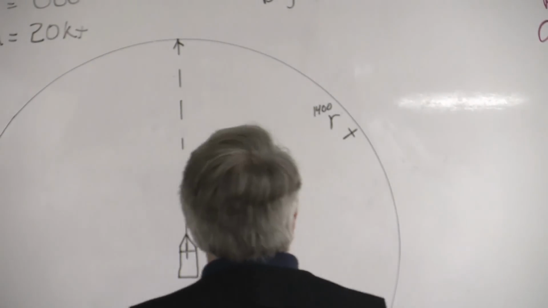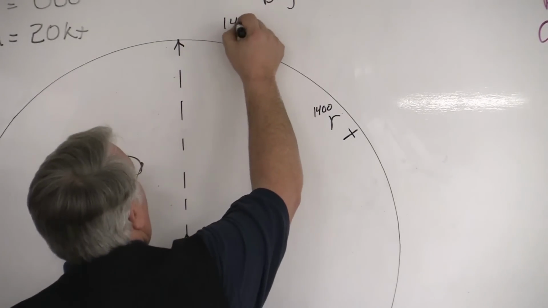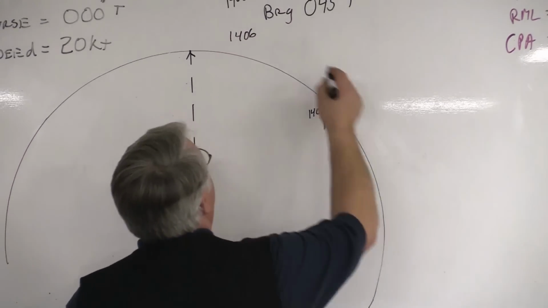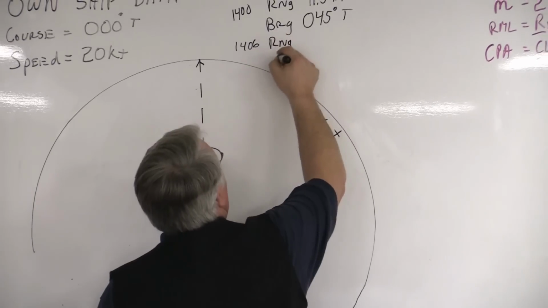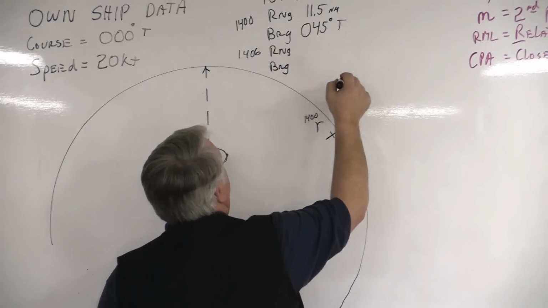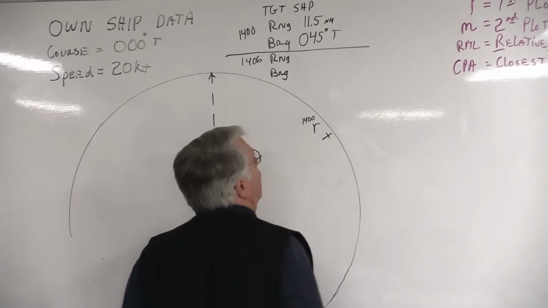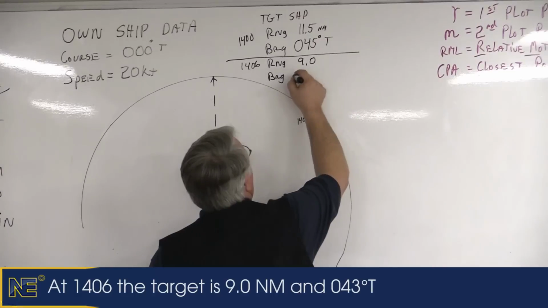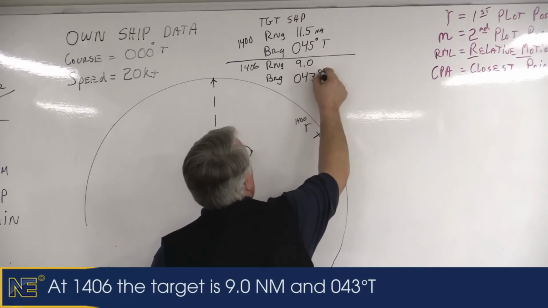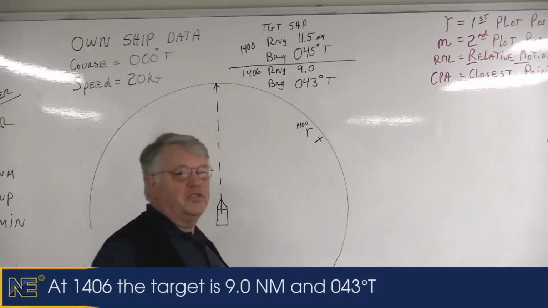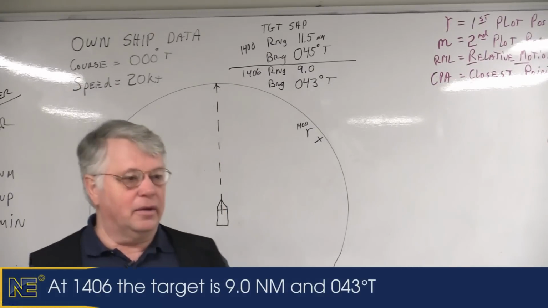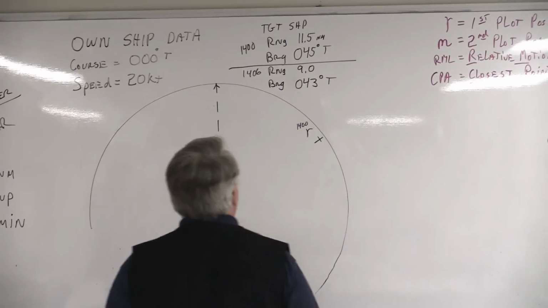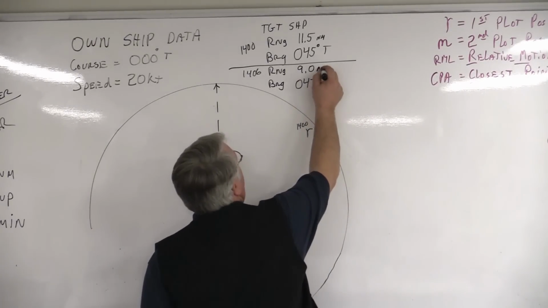At 14:06 on our bridge clock or our wristwatch, whatever you happen to be using, we're going to take another range and bearing of that target ship, okay? And that range is going to be 9 nautical miles and the bearing is going to be 043 degrees true. We've just taken a second range and bearing, okay? And it's 9 miles and 043 degrees true.